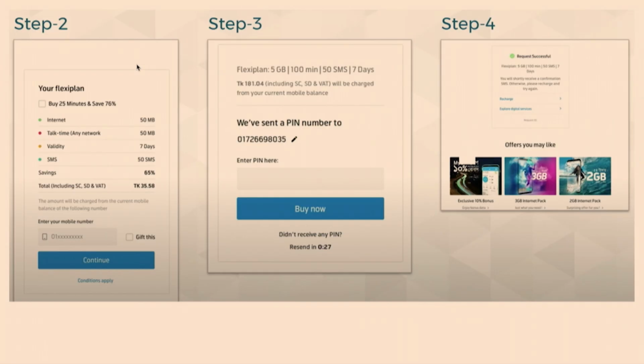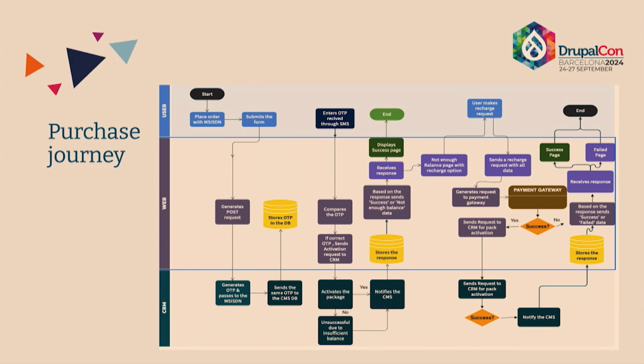So the purchase journey contains several steps. At the first step, the user enters the MSISDN, which is the user's mobile number. After entering the mobile number, a PIN is generated and sent to the user's phone. And if the PIN is valid, then the purchase is completed successfully, and the request successful page is displayed. So this is how the purchase journey works at the back end.